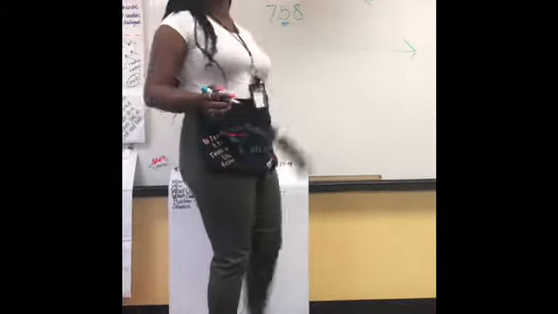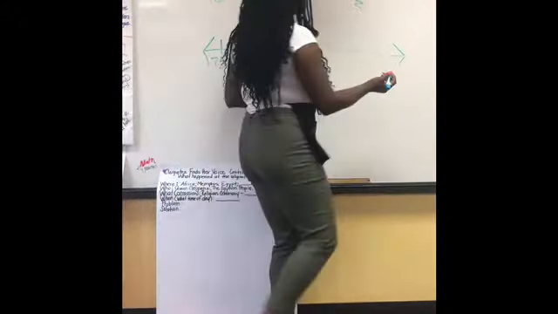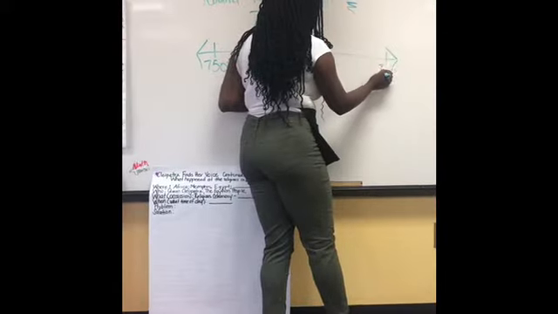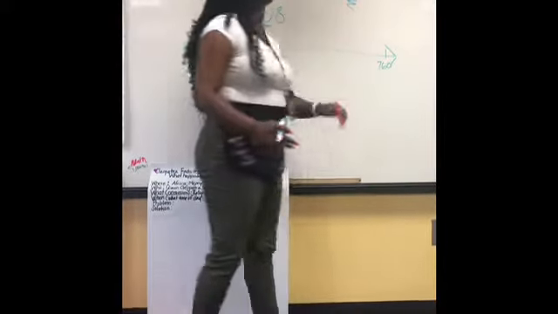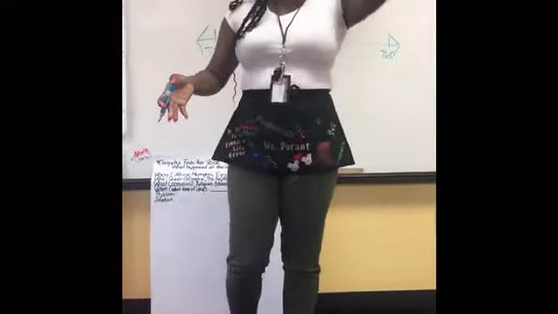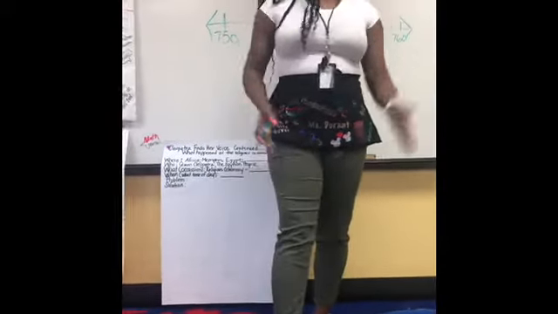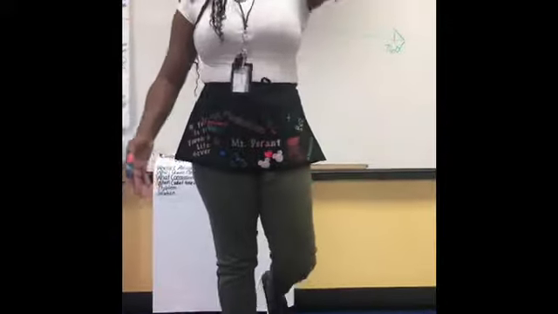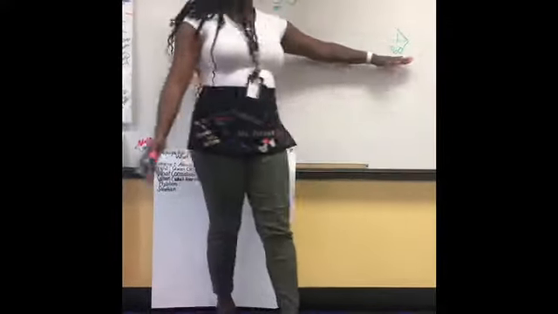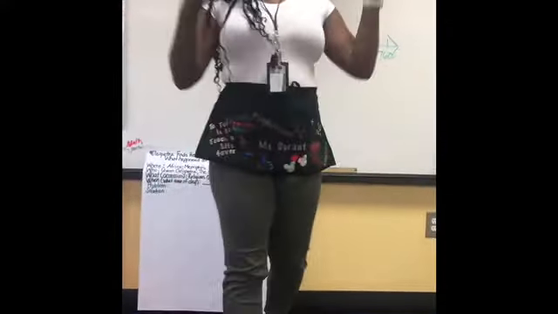What's the next 10? 760. 760, not 765, 760. We're counting by tens. We say 700. Count with me. 710, 720, 730, 740, 750, 760. That's the next 10. Now we need a midway point.